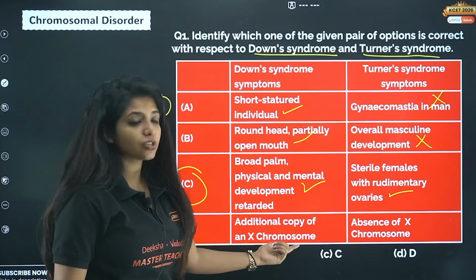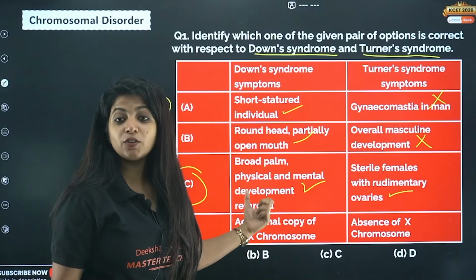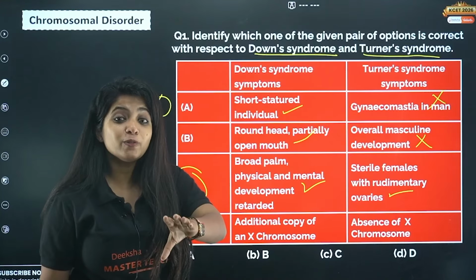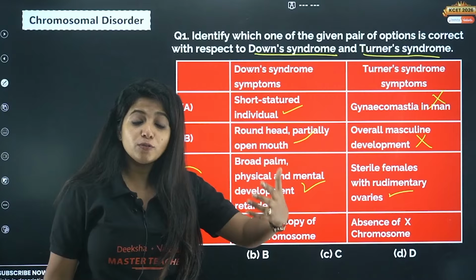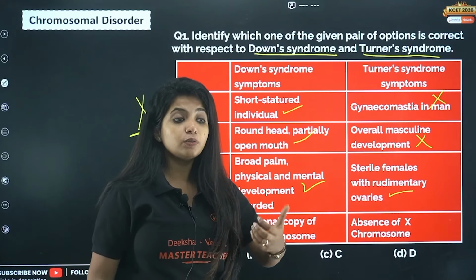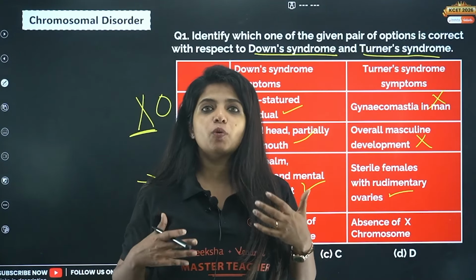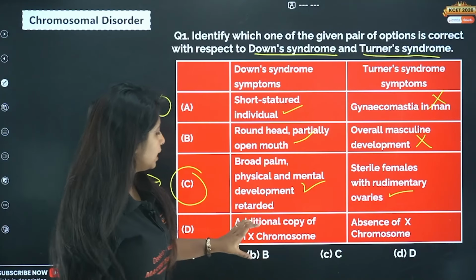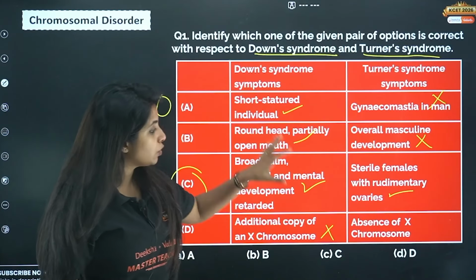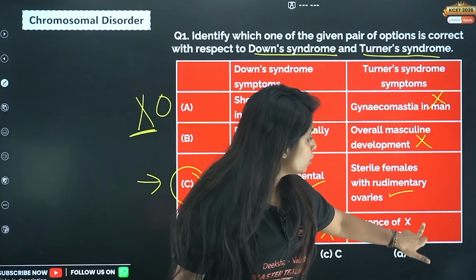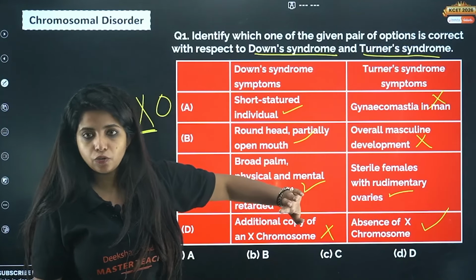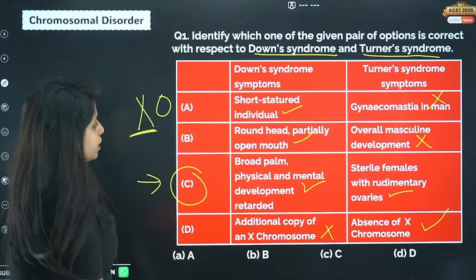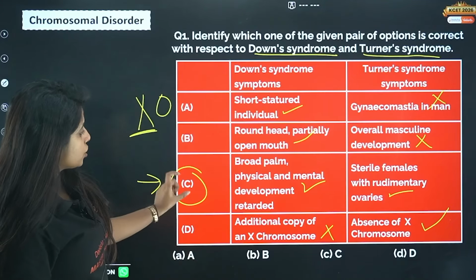Additional copy of an X chromosome. Down syndrome is an autosomal disorder. It has nothing to do with X chromosome. X chromosomes are sex chromosomes. Autosomal chromosomes are the chromosomes which have the genes responsible for all other features rather than the sexual features. So additional copy of X chromosome has nothing to do with Down syndrome. Absence of X chromosome is definitely a condition in Turner syndrome. They have one X chromosome lost, which is why you have Turner syndrome. So what is the correct option? Your answer for this question is C.